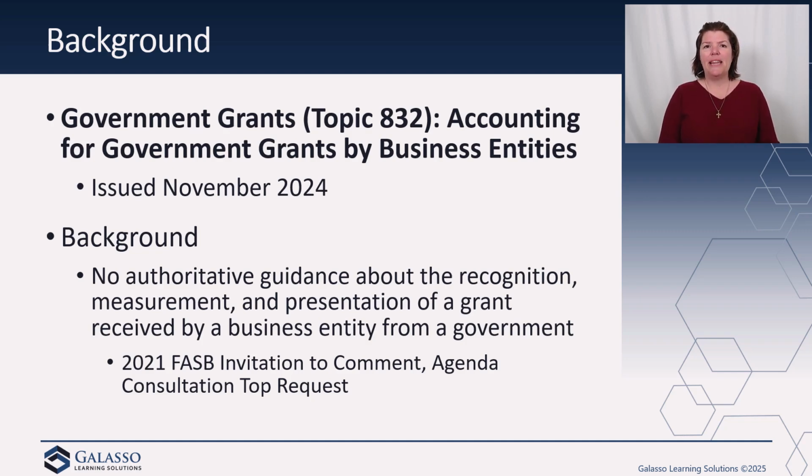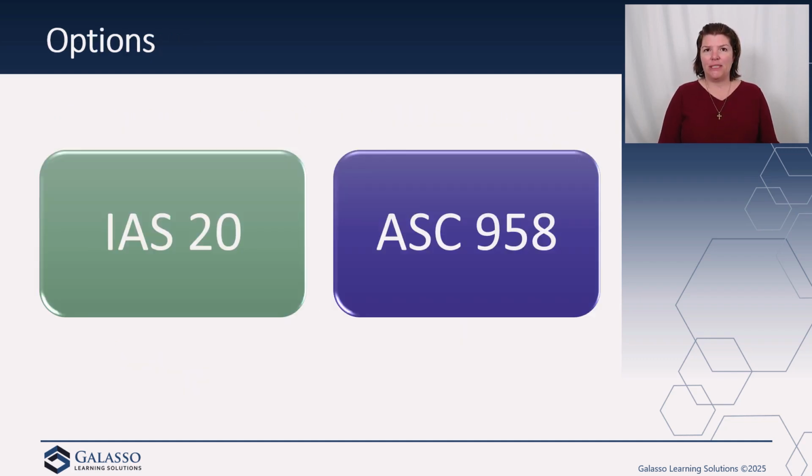So in November, the FASB put out this proposal to really address the lack of authoritative guidance about recognition, measurement, and presentation of a grant by a business entity that was received from a government, right? So government grant is really important here. This was at the top of the list in the 2021 FASB invitation to comment for their agenda consultation. People said, we'd really like you to fill in this gap because for for-profit entities, they were having to analogize, right? So since there was nothing on point, they had two different options that they could work with.